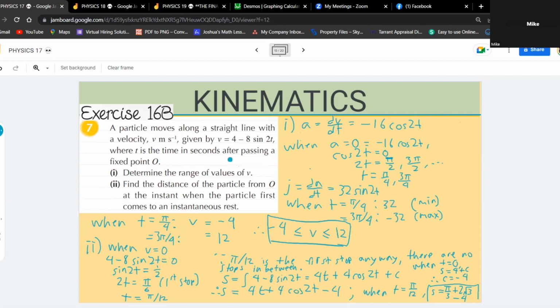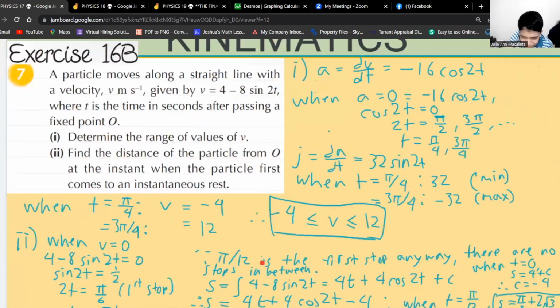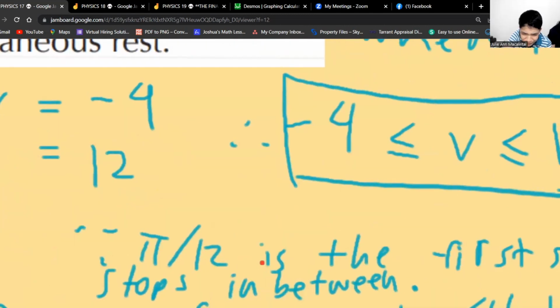Okay, ngayon, teka, parang ang laki ng S, ayun. So S equals 4 minus 8 sine 2t plus constant. Tapos may reversals ba dyan between t equals 0 and pi over 12? There are no reversals po because it's literally the first stop.